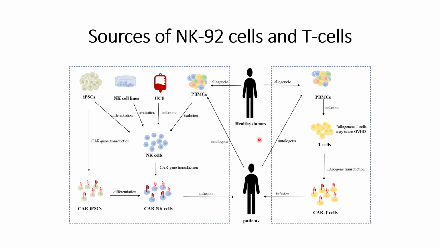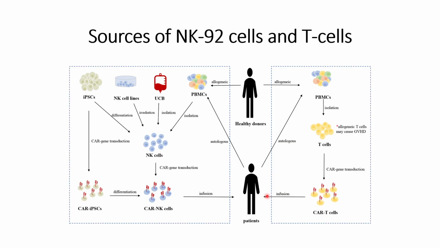But for T cells, there are not very many options available. One of the common sources for T cells is the patient itself, in the form of autologous T cells. First the PBMCs are extracted from the patients, and then T cells are isolated. Then these T cells will undergo CAR gene transduction.